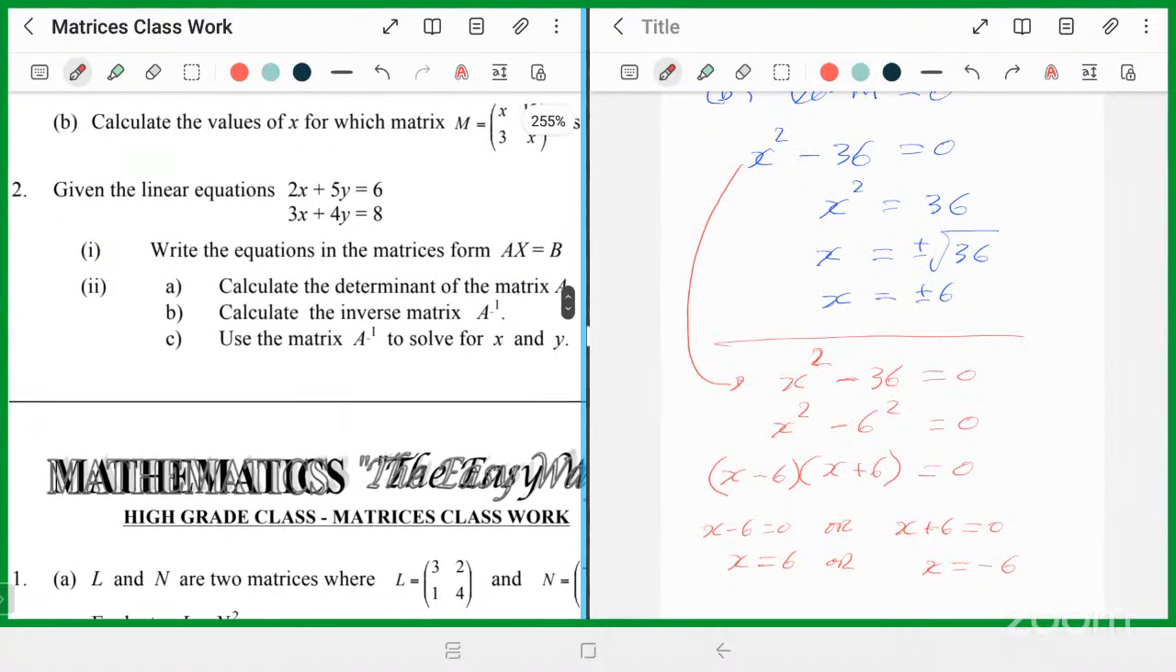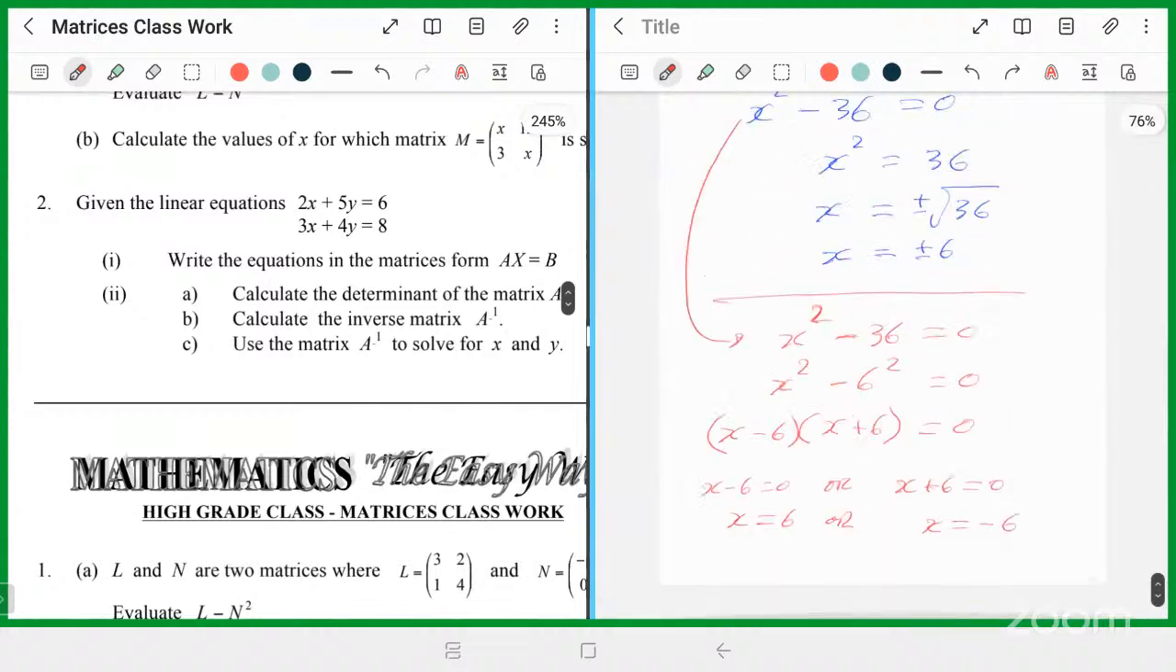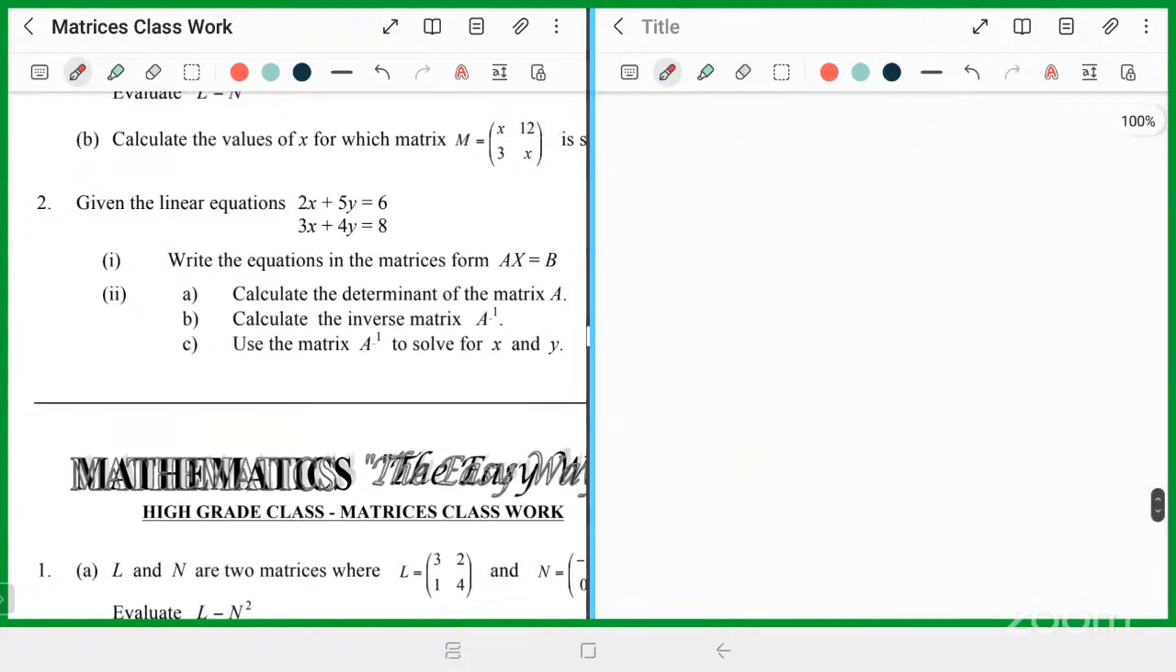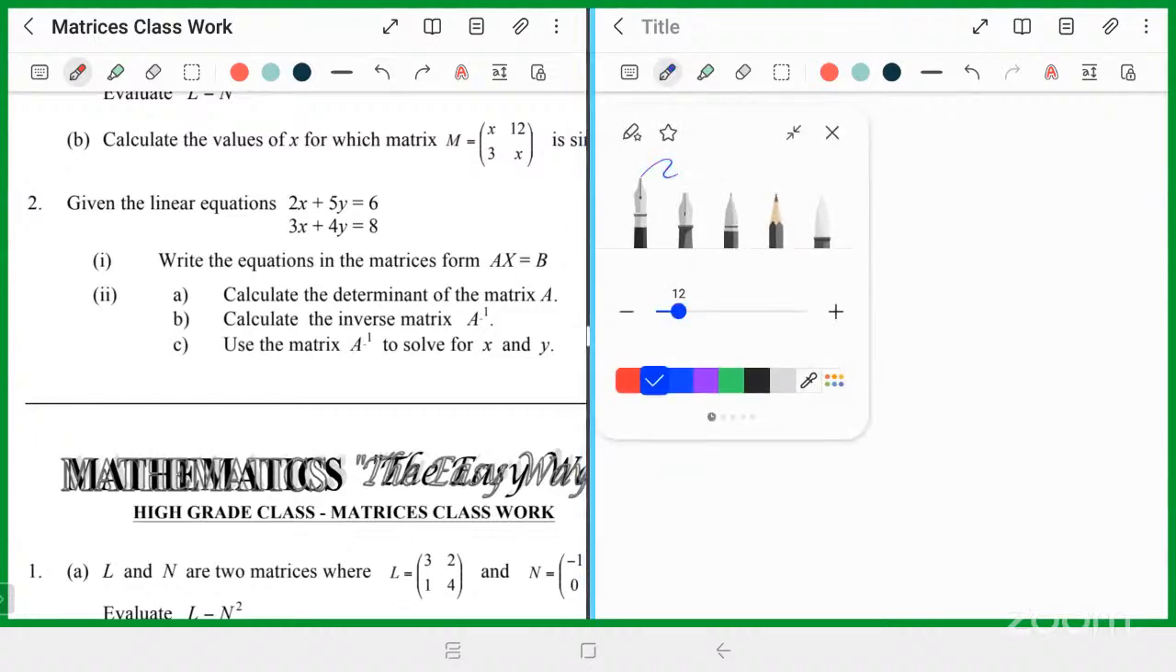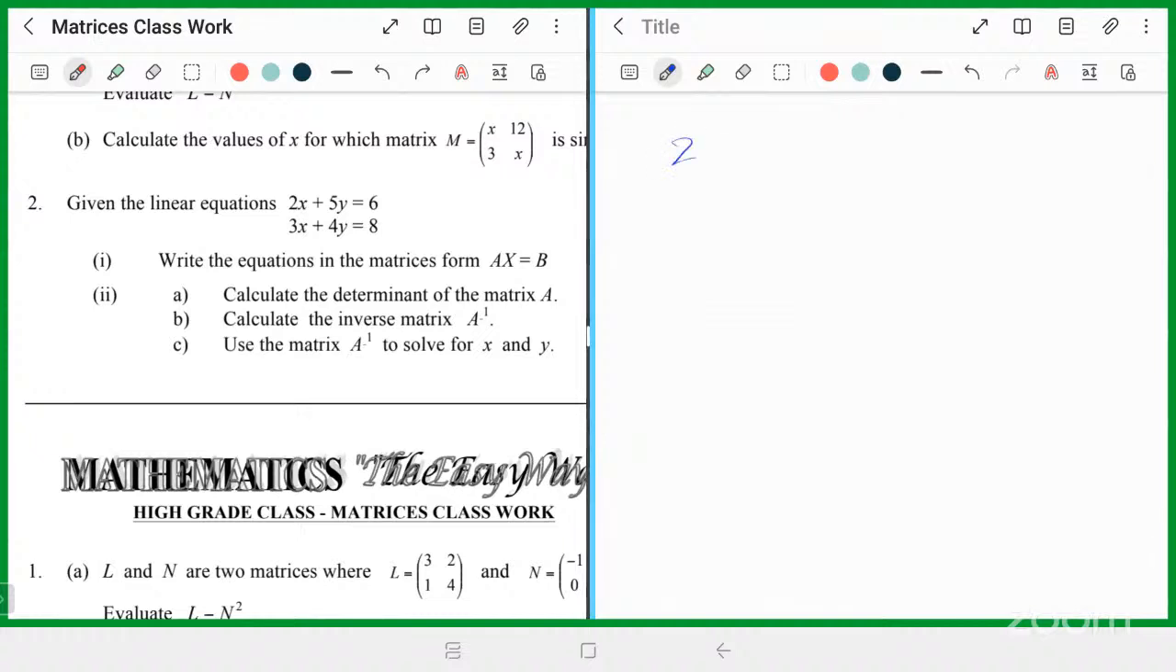All right. The next part now is a typical question that they like to set in CSEC. They like to give simultaneous equations for you to solve using a matrices method, and they basically take you through the steps. The first part is asking us to write it as a matrix equation. So let's look at it over here. It is 2x plus 5y equals 6, and 3x plus 4y equals 8.